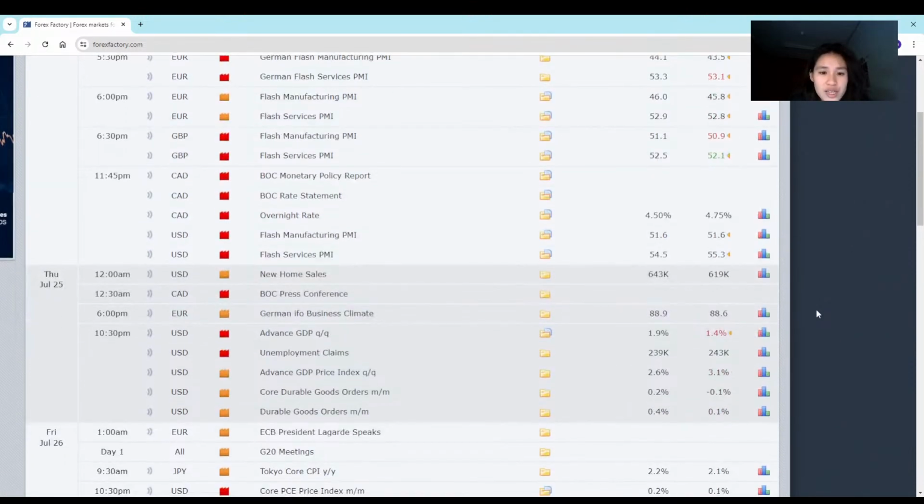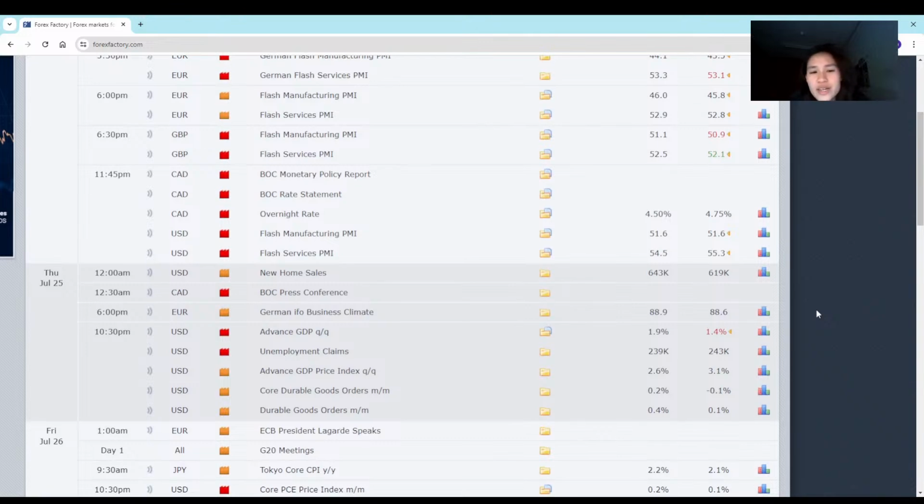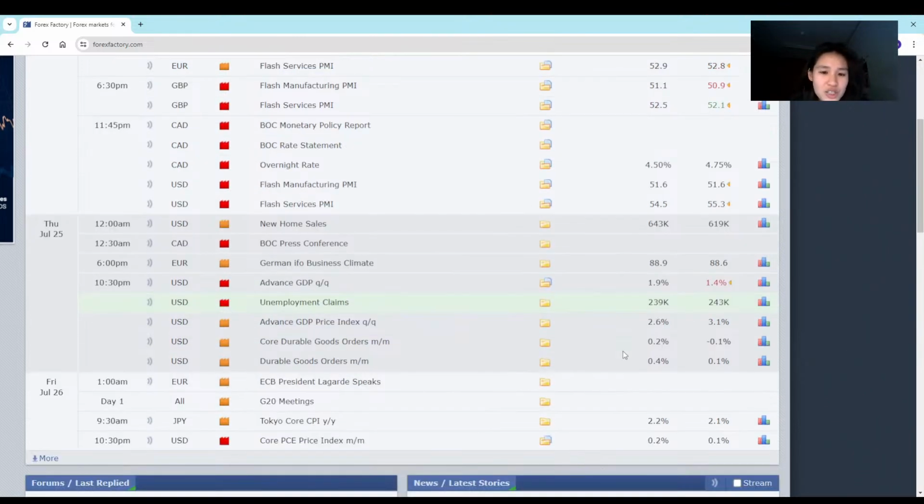And on Thursday, we have US new home sales, Canadian press conference, Euro German IFO business climate, US advanced GDP, unemployment claims, advanced GDP price index, core durable goods orders. And on Friday, we have ECB President Lagarde speaking, as well as the G20 meetings.